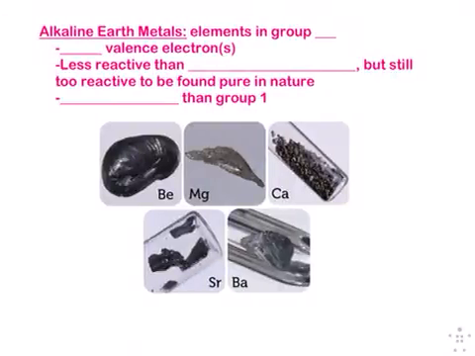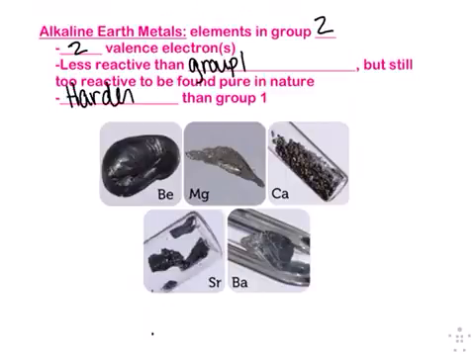The second group, so this would be the second vertical column, they have 2 valence electrons. They are slightly less reactive than the group 1 elements, but they are still too reactive to be found pure in nature. So remember that the alkali metals, the group 1s, were very, very soft metals. The alkaline earth metals are slightly harder than the group 1 metals. So those two groups comprise the S block.